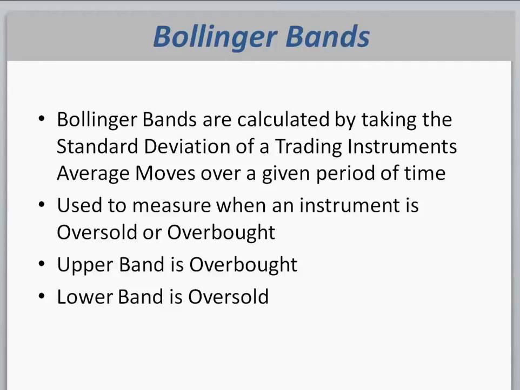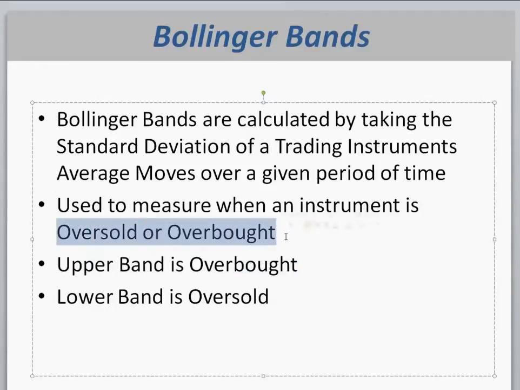Bollinger Bands are calculated by taking the standard deviation of a trading instrument and the average moves over a given period of time. Basically, what you've got to know is that they're used to measure when instruments are oversold or overbought. That's the main thing you've got to know. These two items, oversold or overbought, that's what they're used for.